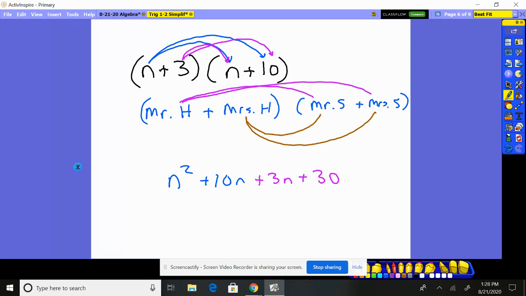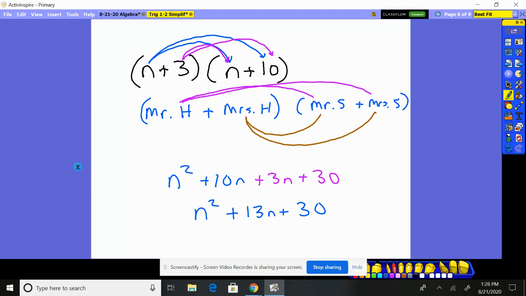Now we need to look at it and say, hey, of these 4 terms, do any of them go together? And the answer is yes. There's no other n squareds, but notice 10n and 3n can combine to give you 13n. And then 30 is just the number that's there.